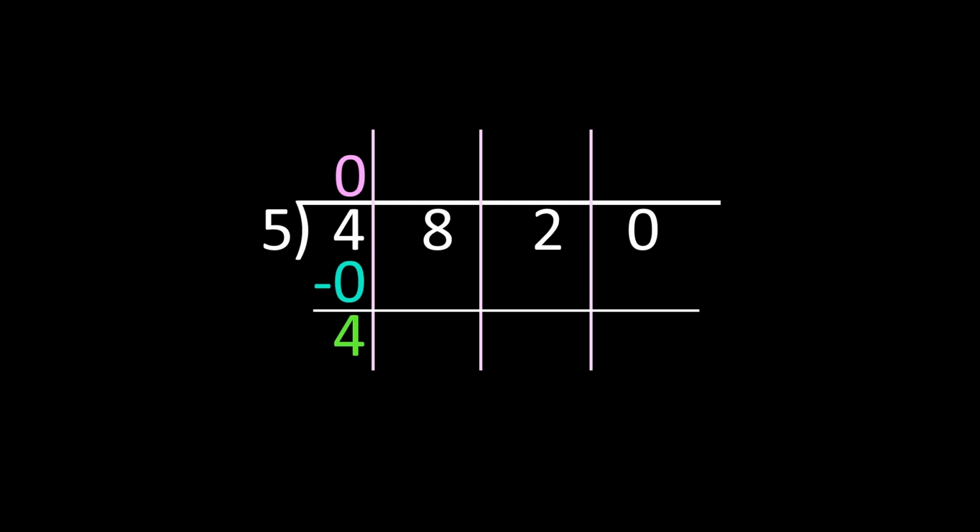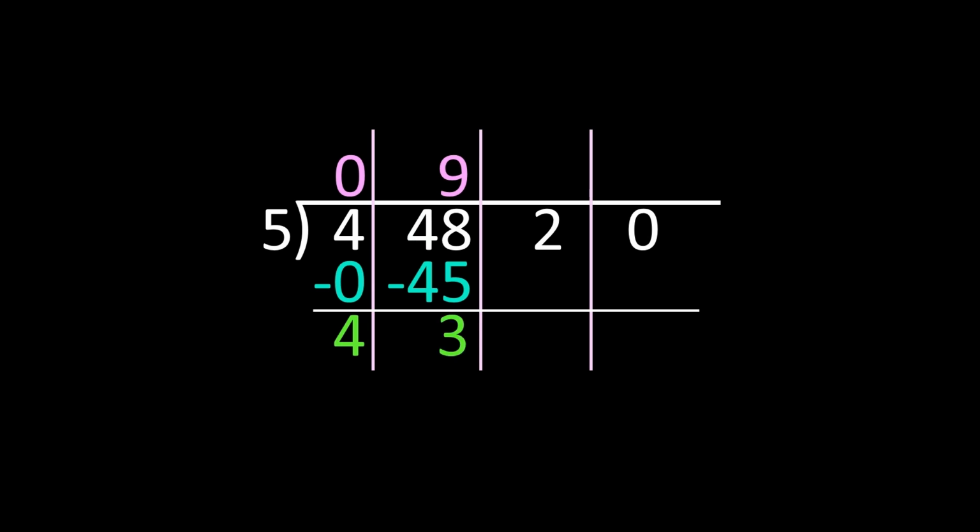And instead of bringing the 8 down, I'm going to bring the 4 up into the next section of my problem. So I will have 48 in this section. And I'll start by dividing. 48 divided by 5 is 9. My next step is to multiply. 9 times 5 is 45. So I've divided, I've multiplied, now I subtract. 48 minus 45 is 3.